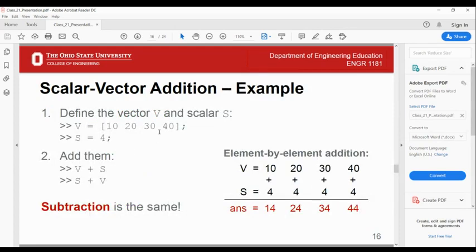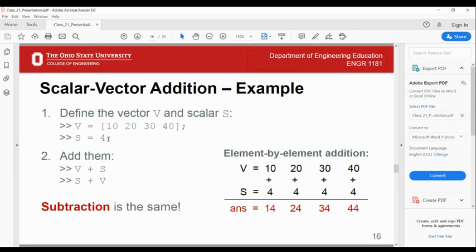Here are some examples. If we have a vector with four numbers or elements and a scalar, which is one number, 4, we could do the operation like addition. That scalar will be added to each one of them. So the 4 will be added to the 10, to the 20, to the 30, to the 40, which is what you see here. The answer will be 14, 24, 34, and 44.